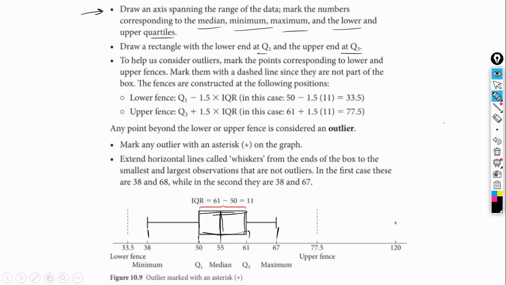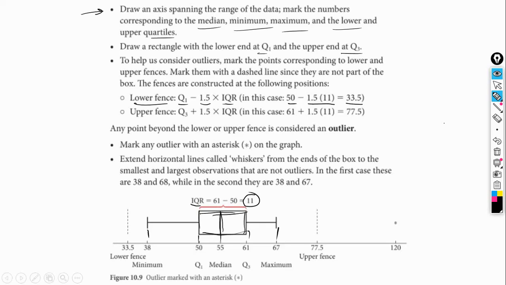To help us consider outliers, mark the points corresponding to the lower and upper fences. Mark them with a dashed line since they are not part of the box. The fences are constructed at the following positions. The lower fence would be first quartile minus 1.5 times the IQR. And the IQR, the interquartile range, would be 61 minus 50 or 11. So that's why for the lower fence we would go 50 minus 1.5 times 11, which would give us 33.5.